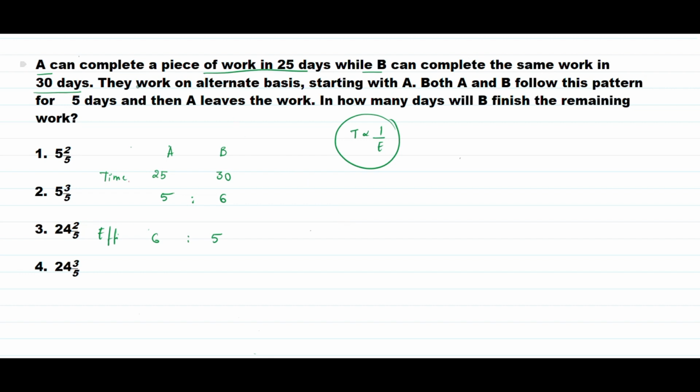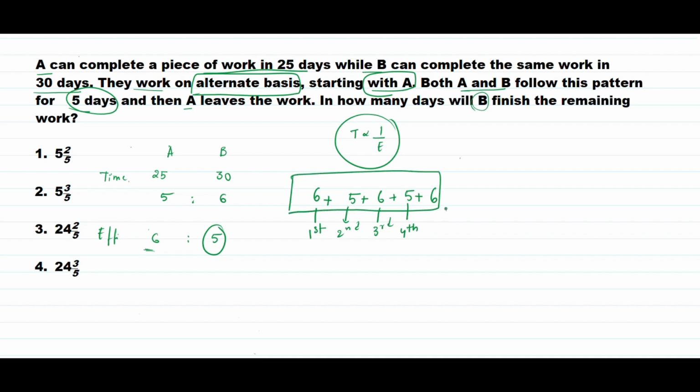Now let's see the next part of the question. They work on an alternate basis, with A starting, and both A and B follow this pattern for 5 days only, and then A leaves the work. How many days will B take to finish the remaining work? See, on the first day A will start the work, right? So on the first day A completed 6 units of work, and on the second day B completed 5 units of work. The third day is A with 6 units of work, and the fourth day B with 5 units of work, and on the fifth day A does 6 units of work and he will leave. This is the fifth day, and the rest of the work should be done by B only.